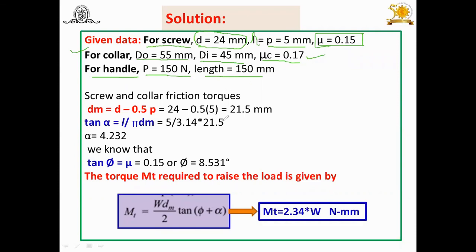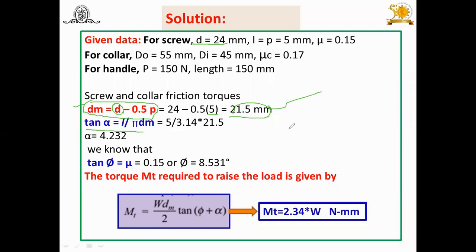Okay, so now let us start how to solve the problem. First of all, you know very well, in the first session we have seen what is d m. d m is the mean diameter, equal to nominal diameter minus 0.55 P, and it is for a square thread. By using this expression, you can substitute nominal diameter 24, pitch 5, and you will get d m equal to 21.5 mm. Then we know the relation tan alpha, the helix angle or lead angle, is equal to L upon pi d m. What is lead? Lead is equal to pitch for a single start thread. And d m we have calculated, 21.5.